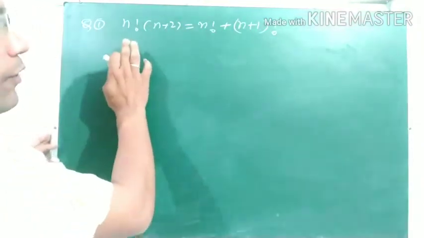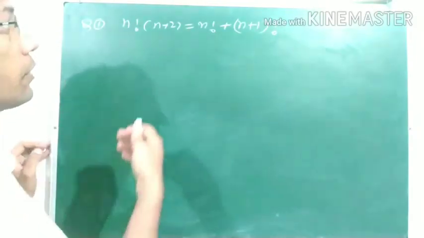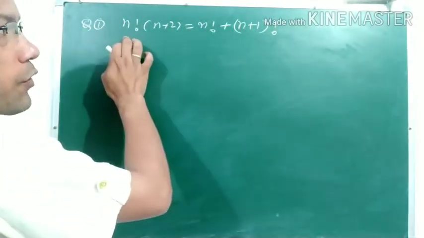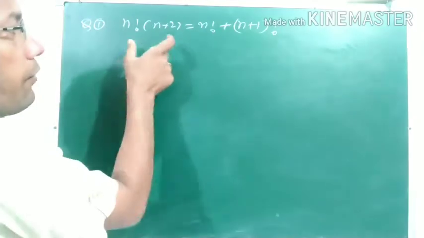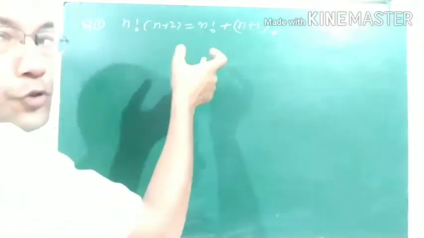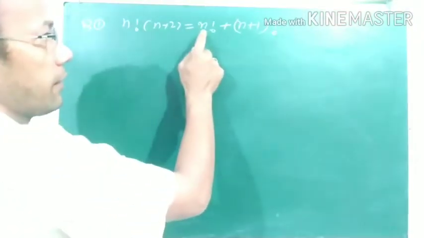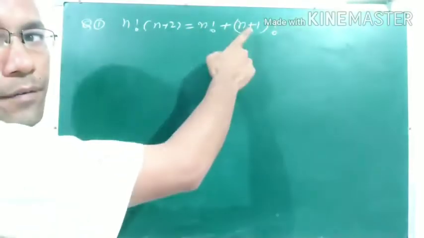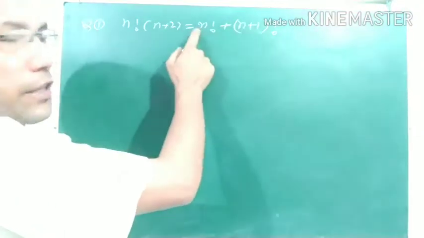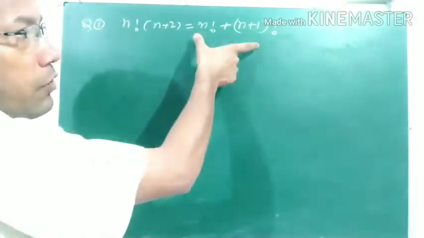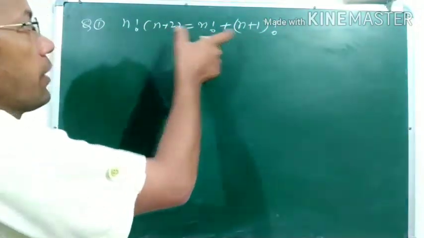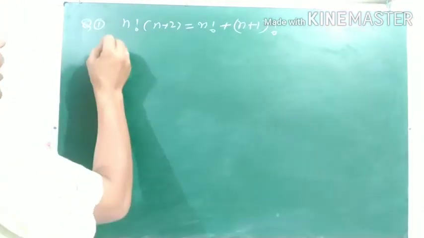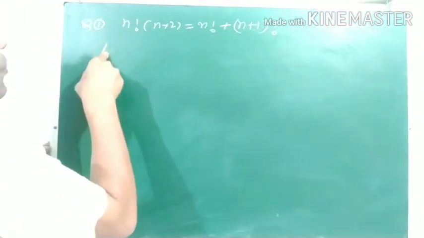See, we cannot cancel out this n factorial with n factorial. How to solve such type of problems? Just check this one. Here n factorial is common. But if you look at the right hand side, n factorial plus n plus 1 factorial, n plus 1 is greater than n, so we can break down this right hand side easily. So I'm just going to solve the right hand side.